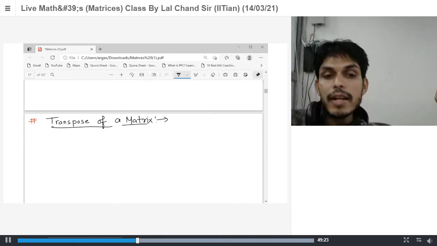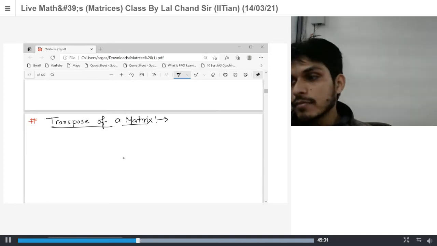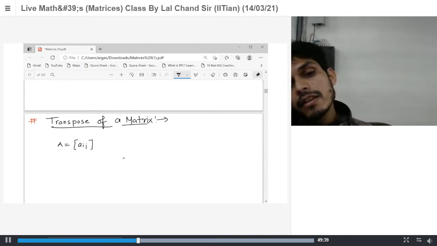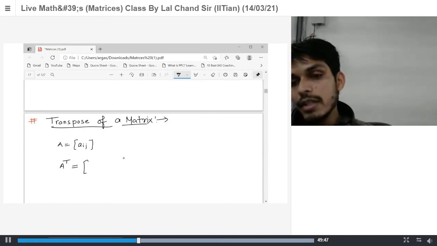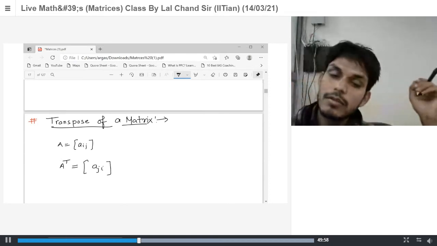So how do we define the transpose of a matrix? If we convert rows into columns. Let us suppose I have a matrix A whose elements are a_ij, then A transpose, this is the notation to write down transpose, is equal to B, whose elements are a_ji. So for example, how do we write transpose?